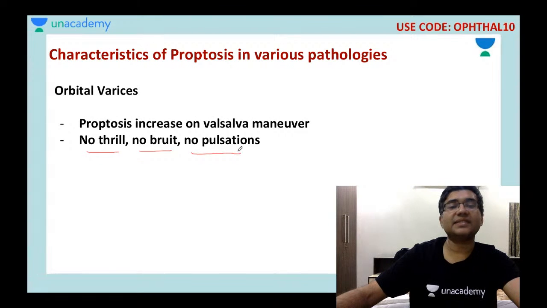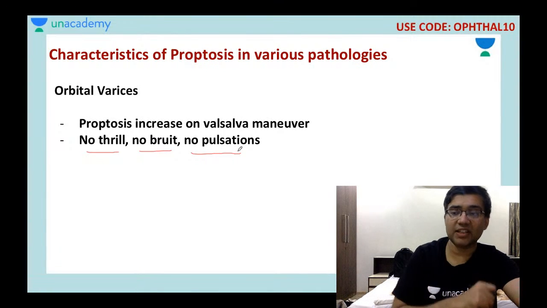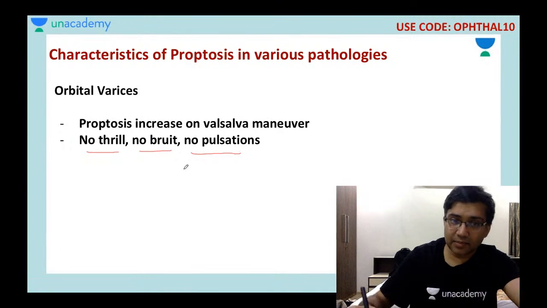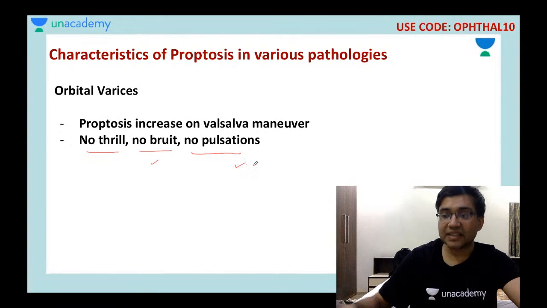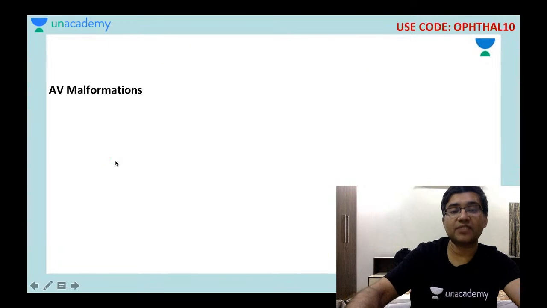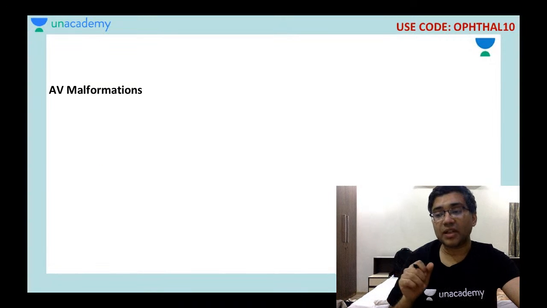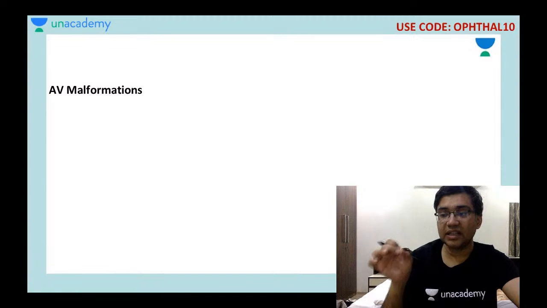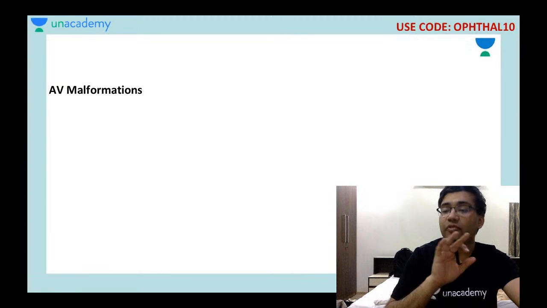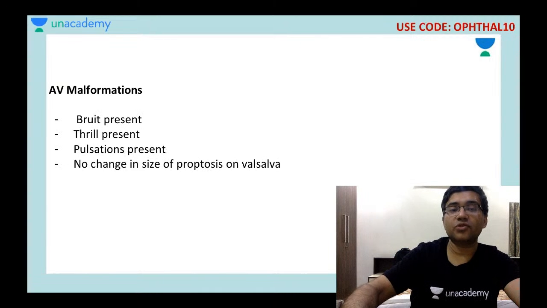So the next point is the characteristic of the proptosis in the arteriovenous malformations. In arteriovenous malformations, there is a bruit, there are pulsations, and there is a thrill. That is how you can differentiate between an arteriovenous malformation and the proptosis of orbital varices. In AV malformations you would have bruit, thrill, and pulsation, and there would be no effect of the Valsalva maneuver on the amount of proptosis.